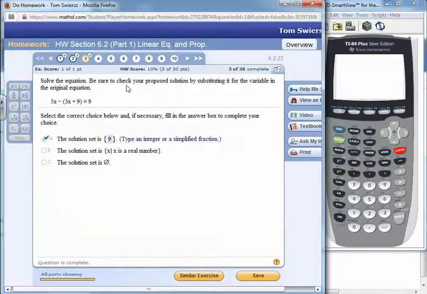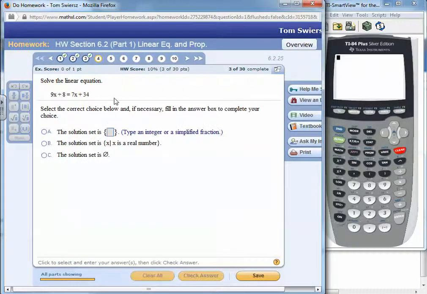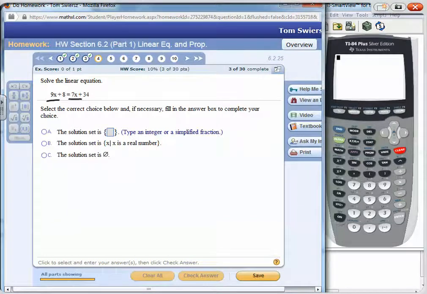All right, very good. On to problem number 4. Now, what's different about problem number 4 is we have x's on both sides of the equation. On the left side, we have 9x plus 8. On the right side, we have 7x plus 34. What you need to do is get x's on one side of the equation by completely getting rid of it. So you want to make it 0.